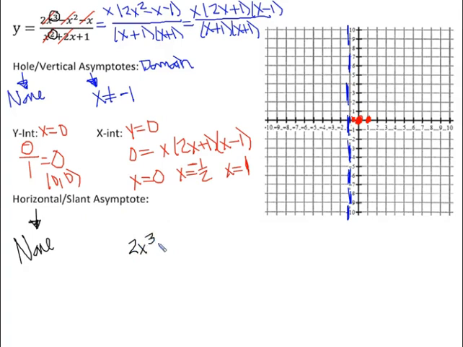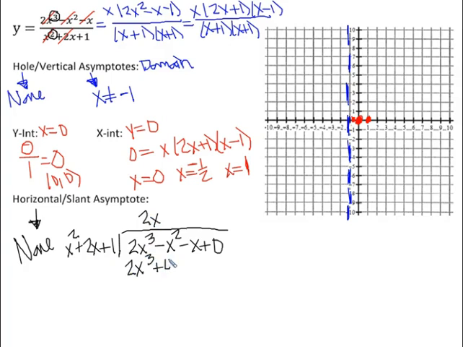So we can take 2x cubed minus x squared minus x plus 0, we need that placeholder, divided by x squared plus 2x plus 1. So 2x cubed divided by x squared is 2x, and we can multiply that over and subtract. First terms cancel. -1 minus 4 is a -5x squared. -1 minus 2 is -3x.